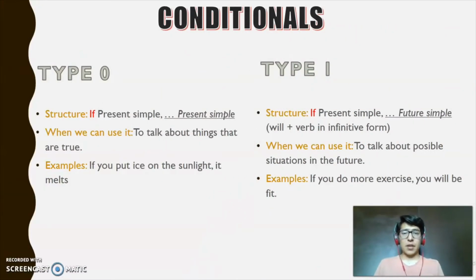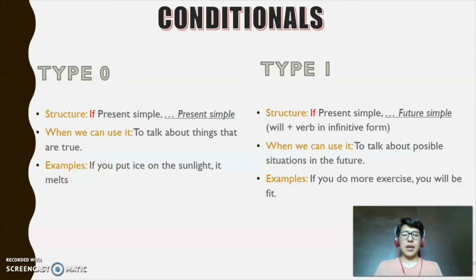We have the conditionals that we already know. We have the type 0 and the type 1. The structure of the type 0 consists of using the present simple followed by the present simple as well. We use it to talk about things that are normally true. An example could be, if you put ice in the sunlight, it melts.